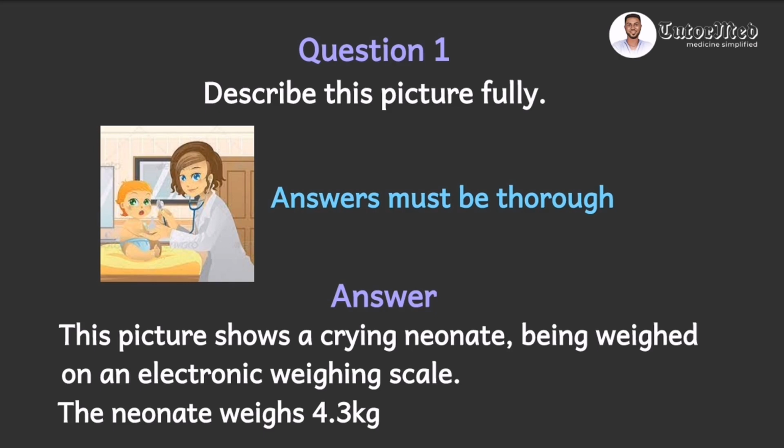And so answers like these should be avoided. For example, this picture shows a baby with a birth weight of 4.3 kilograms. You would get a mark or some marks for that question, but not the 4 marks, because like I said, answers in pediatrics really take note of what we consider petty. They should also feature in the answer. And so, in summary, again, this picture shows a crying neonate being weighed on an electronic weighing scale, and the neonate weighs 4.3 kilograms.